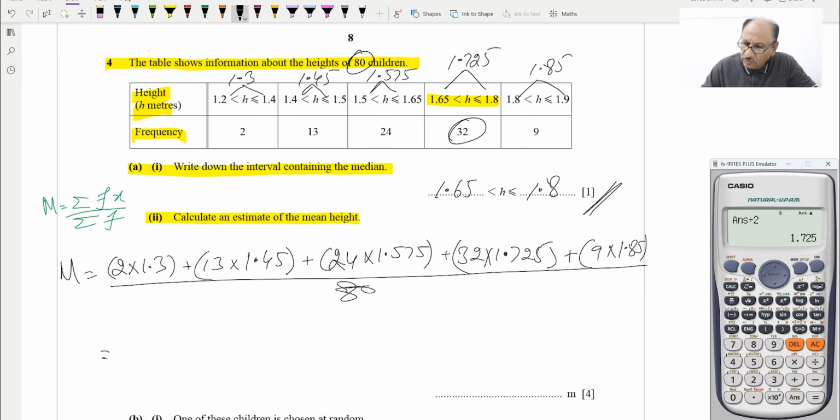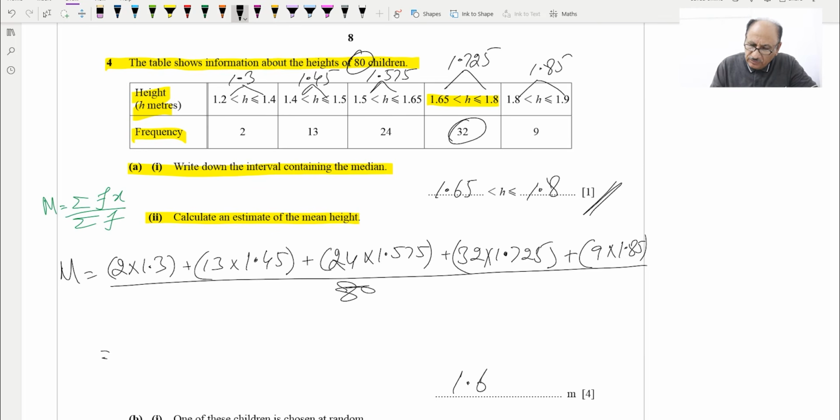This one we can calculate. The fraction will be 2 into 1.3 plus 13 into 1.45 plus next will be 24 into 1.575 plus next will be 32 into 1.725 and last will be plus 9 into 1.85, and over this will be 80, and this will give us the answer as 1.63875. This will be the final answer for 4 marks.